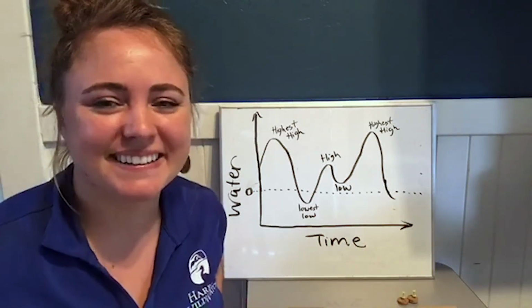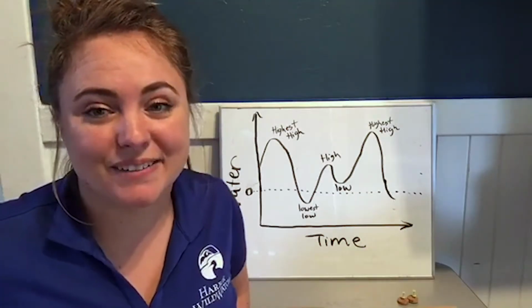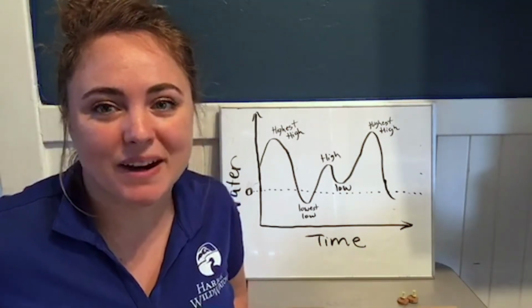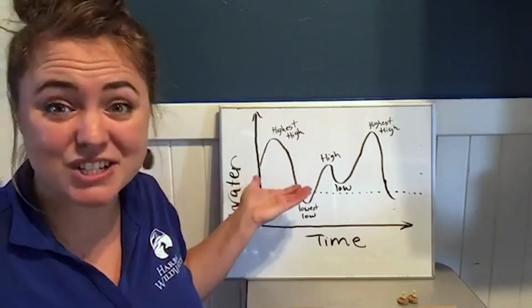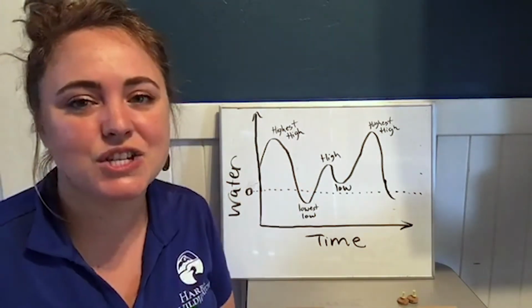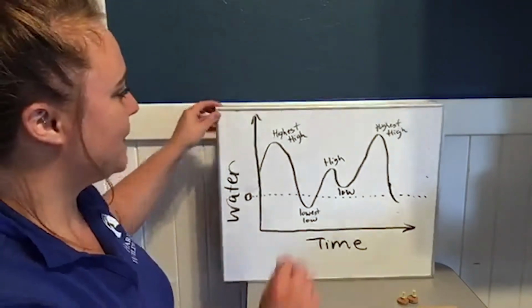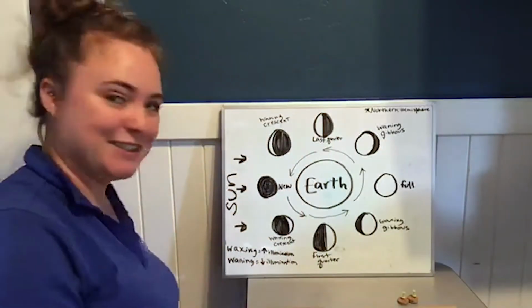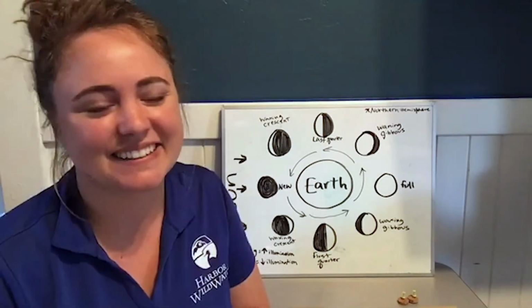So thanks again, Carly. There's a reason that Harbor WildWatch can't just plan a beach walk every single day at the same time, and that's because the tides change. And the tides change because of the moon. And so on our next sheet, I have the moon phases kind of listed out here.